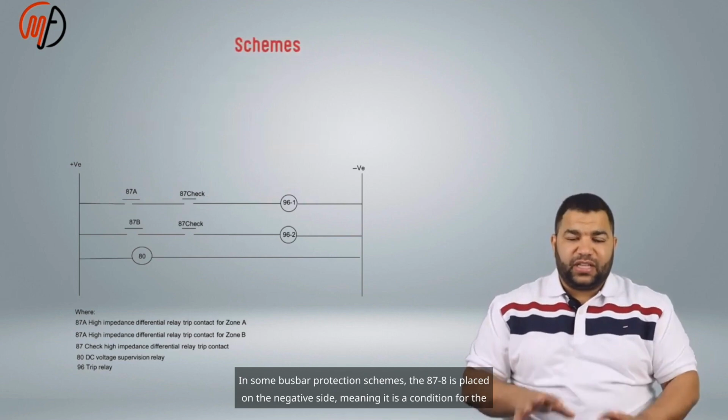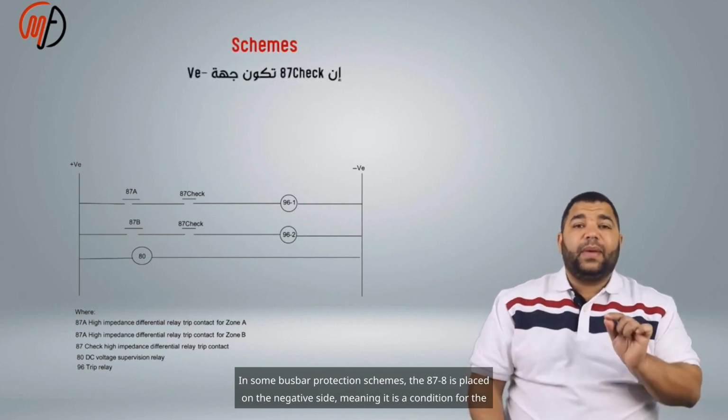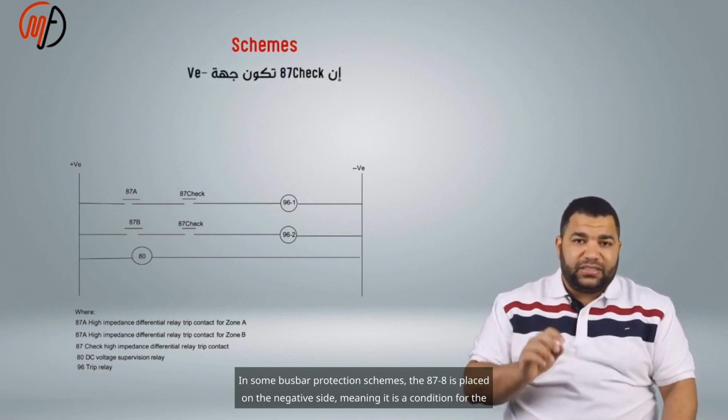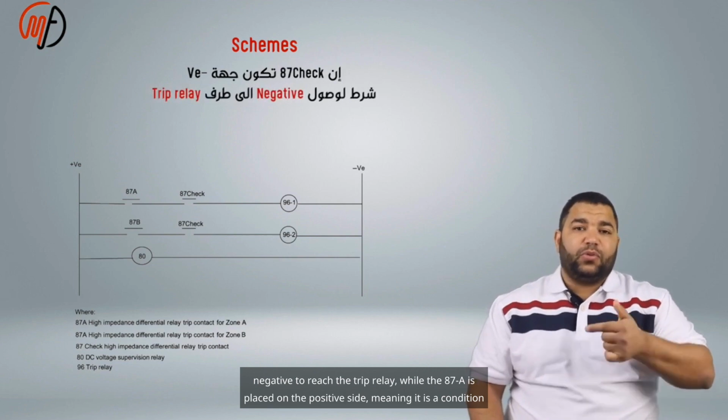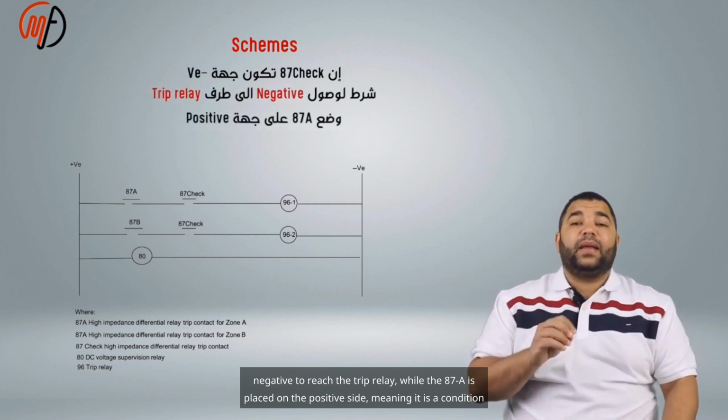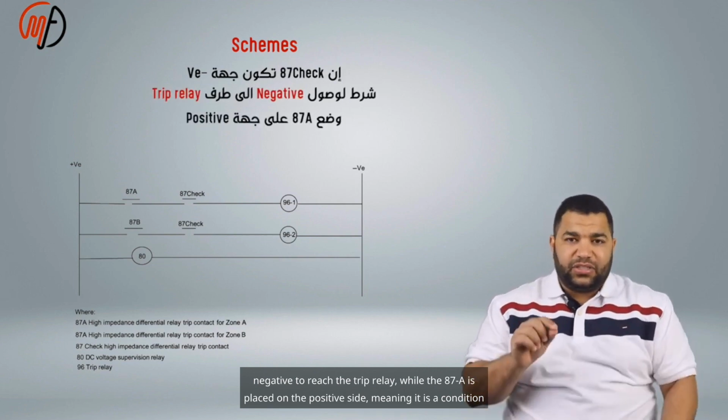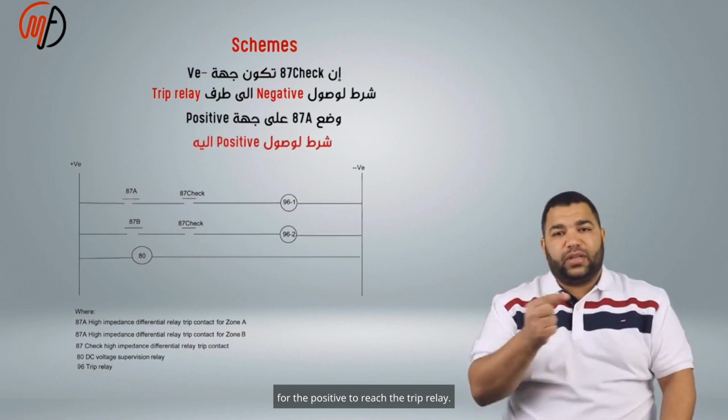In some bus bar protection schemes, the 87CZ is placed on the negative side, meaning it is a condition for the negative to reach the trip relay, while the 87A is placed on the positive side, meaning it is a condition for the positive to reach the trip relay.